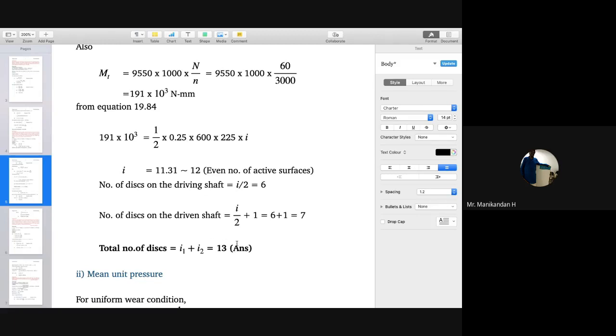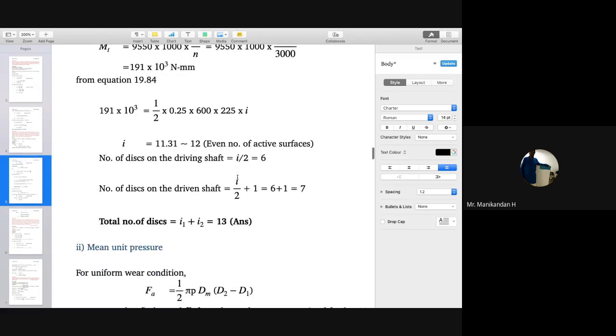So always number of discs will be odd number, number of surfaces will be even number. If you didn't understand, let us say one disc. So number of discs is 1, but it has both surfaces, right? So number of surfaces for a single disc is 2. So always surfaces will be in even number and discs will be in odd number. So remember this in mind. So we have 13 discs because we got 12 even active surfaces, right?